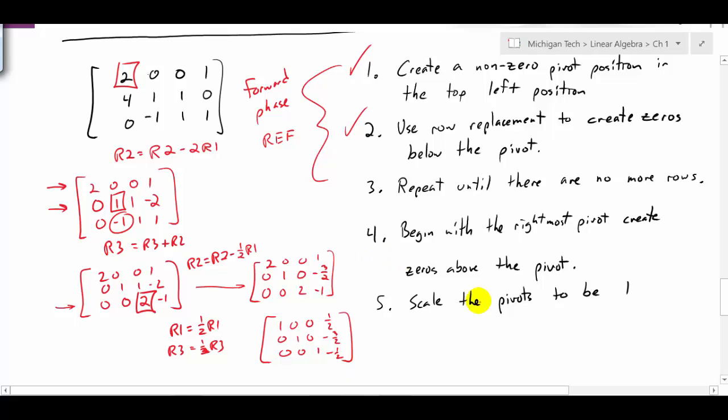As I finish this, these last two steps here, we're going to call the backward phase. And when I finish that phase, my matrix should now be in RREF. We can verify that it is.